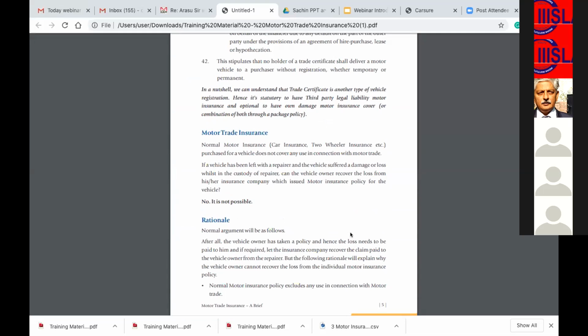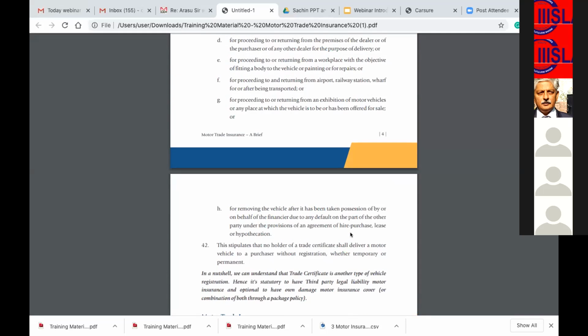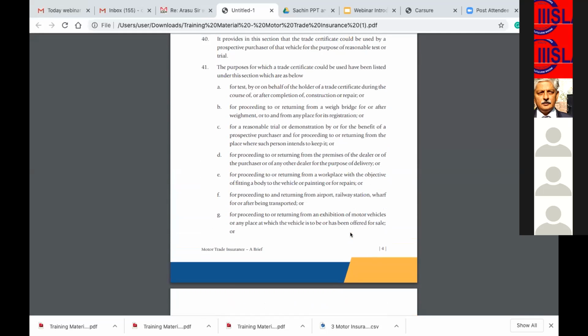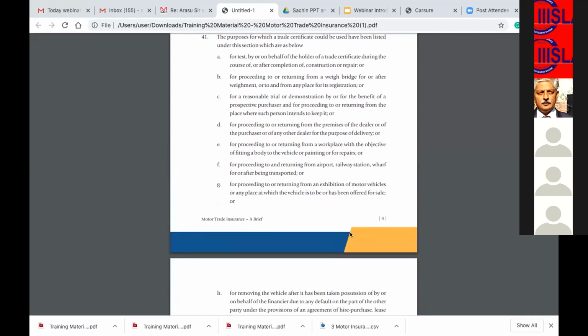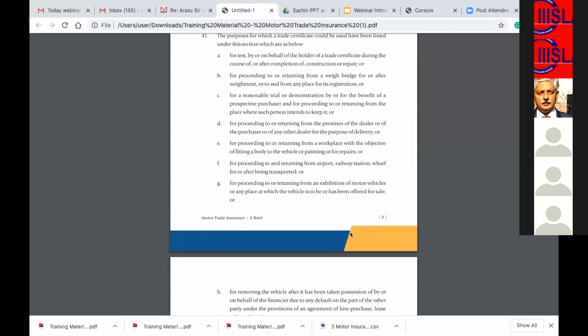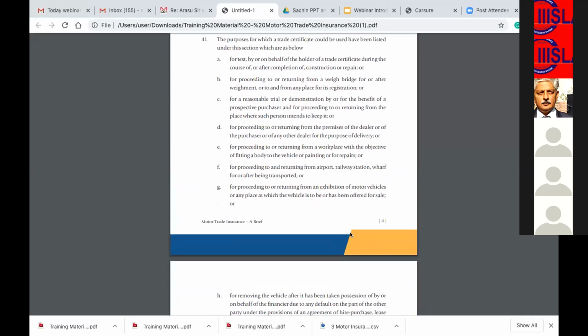Go back to page number 4. You can see item A to H. These are all the utilities, usages a trader can use it for. You can use it for test, for weighbridge, for painting, for stockyard and come back, delivery, exhibition. Every purpose is covered. That is the beauty of the product.